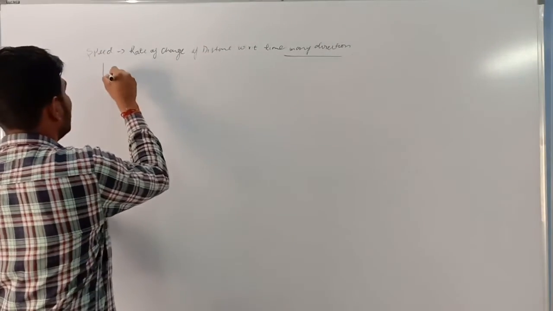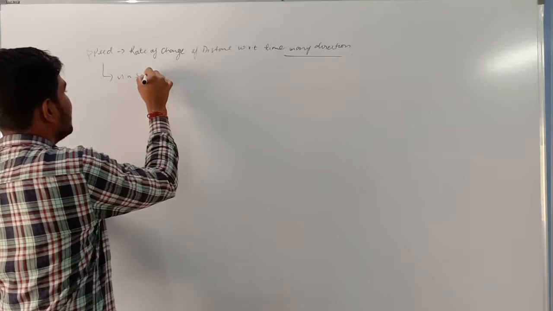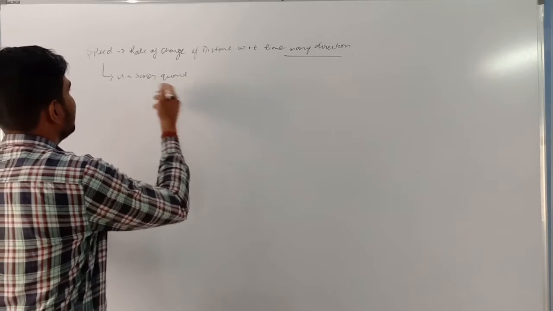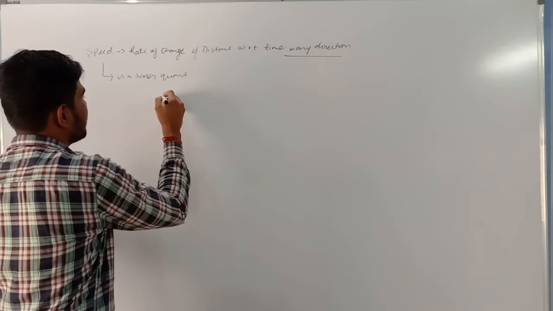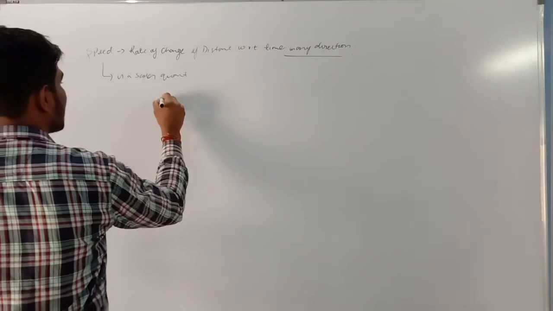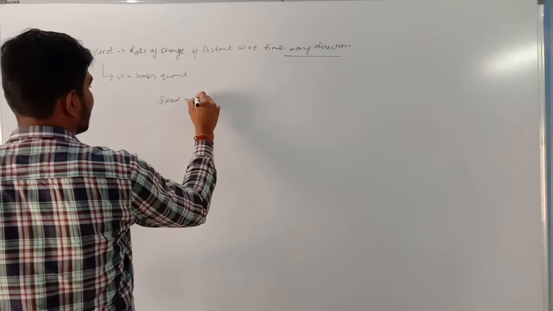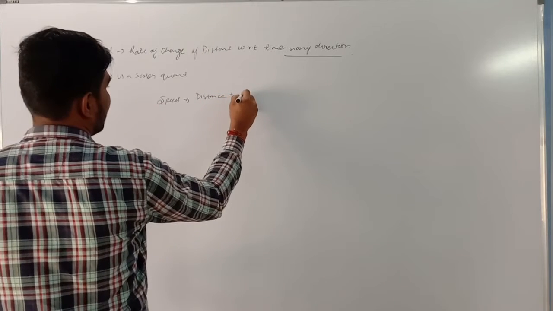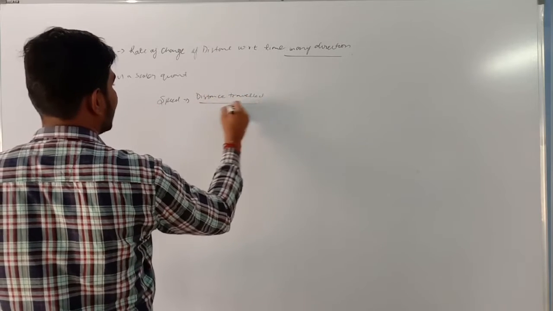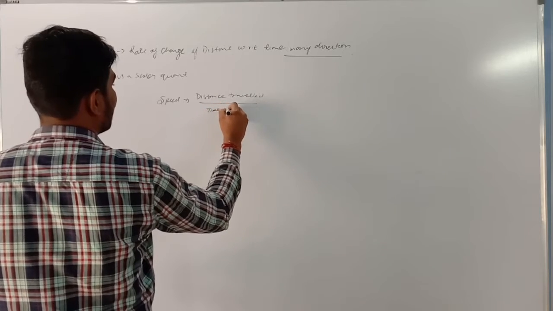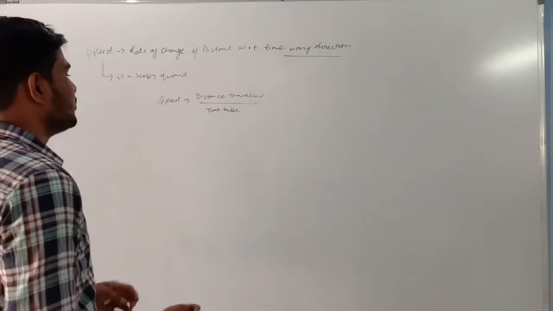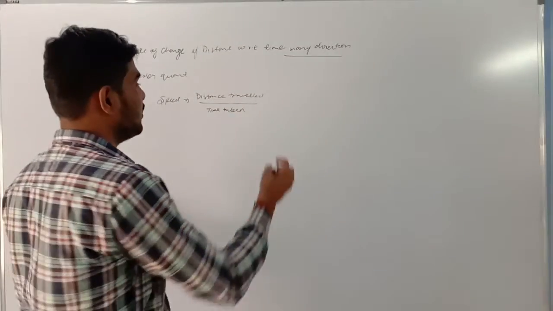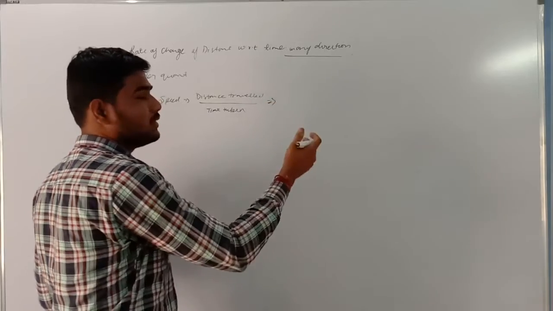Speed is a scalar quantity. So what will be the formula of speed? Distance traveled upon time taken. This will be the formula of speed.